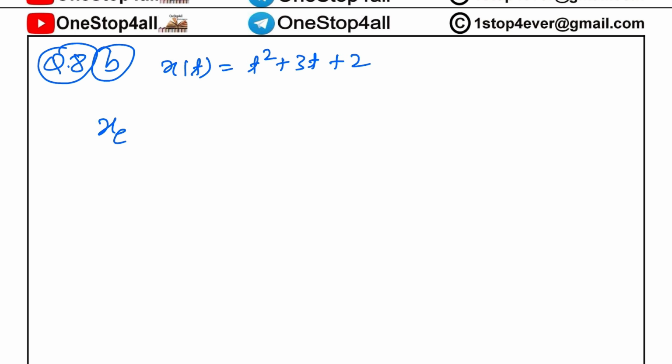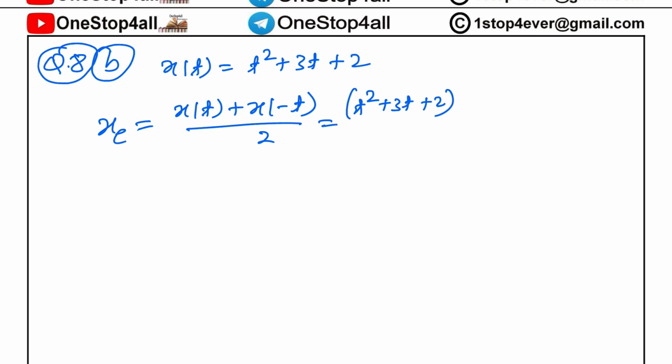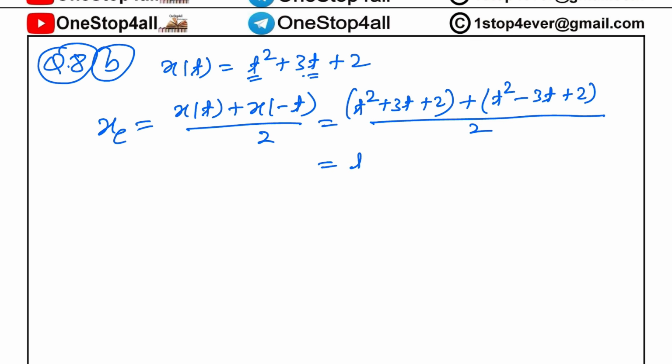We know that for finding the even part, the formula is x of t plus x of minus t divided by 2. So, x of t is what? T square plus 3 t plus 2, that is x of t, plus x of minus t, we will replace t with minus t. So, minus t square means simply t square, minus t means minus 3 t, plus 2, and whole divided by 2. We will solve this one, it will be simply t square plus 2. So, this is your even part.